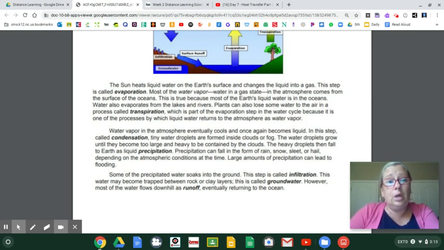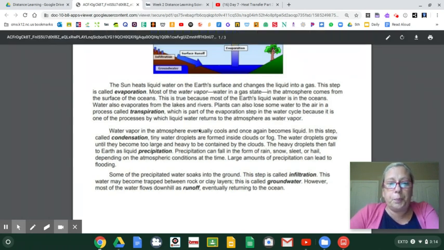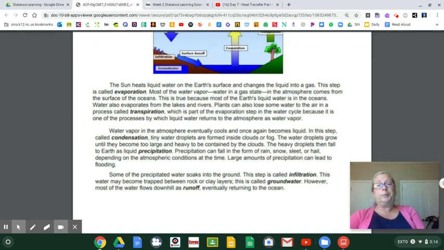Remember how I told you that evaporation and transpiration were like little cousins to each other? They really go together because when plants transpire, they release water in the form of water vapor, and water vapor is part of the evaporation step in the water cycle, because it is one of the processes by which liquid water returns to the atmosphere as water vapor.